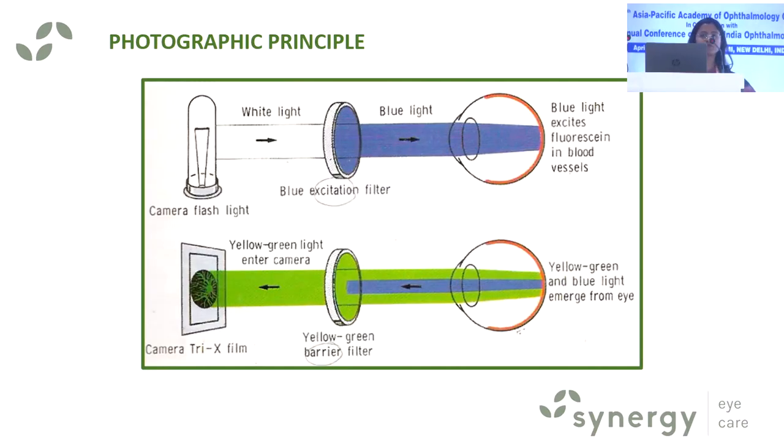So this shows the photographic principle of fluorescein. The camera flashes white light, which passes through the blue filter. This blue filter excites the fluorescent dye, which is there in the retinal circulation. And the light again comes back and it falls on the yellow-green filter, which cuts down the blue light and lets only the green light pass, and then it falls again on the camera and the pictures are acquired.